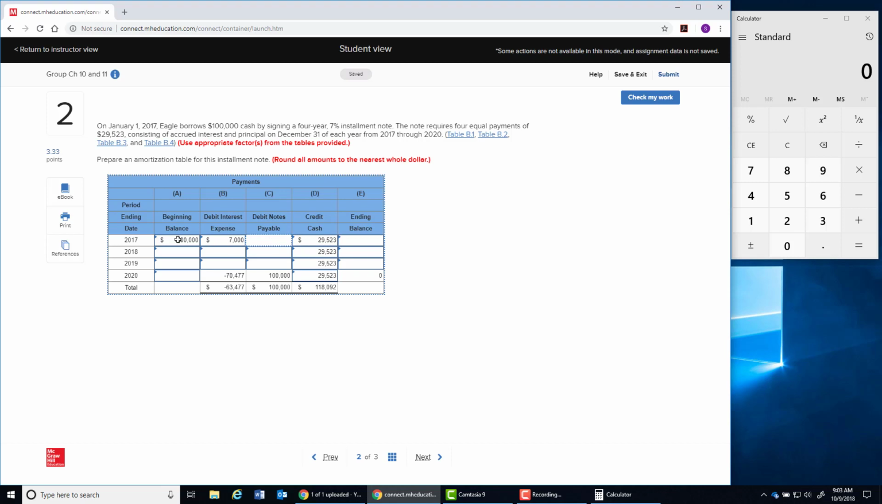Okay. So how much are we going to reduce the balance by? If $7,000 of this $29,523 goes to interest, how much goes to principal? Well, $29,523 minus $7,000 gives us $22,523 to notes. So what's the ending balance now of our principal? It's $100,000 minus $22,523, or $77,477.